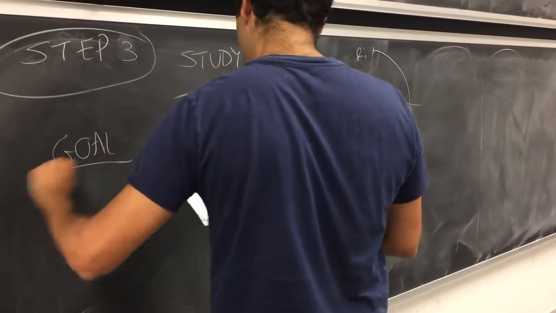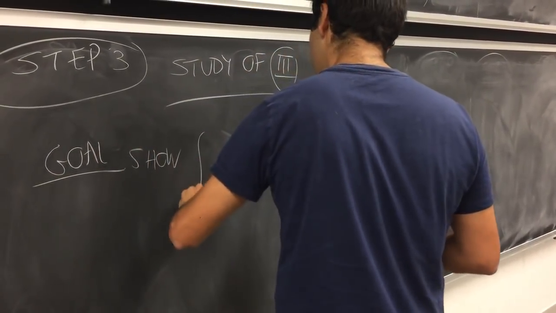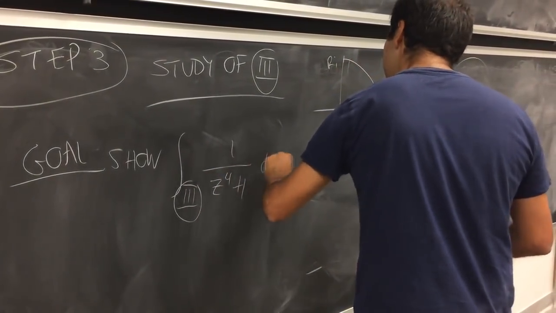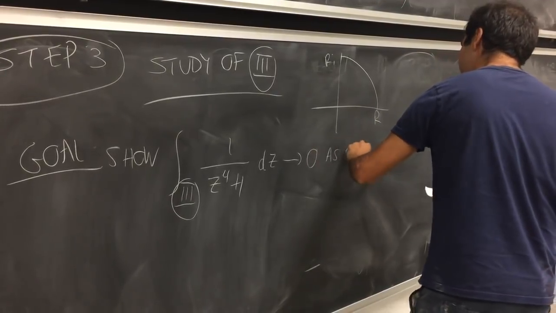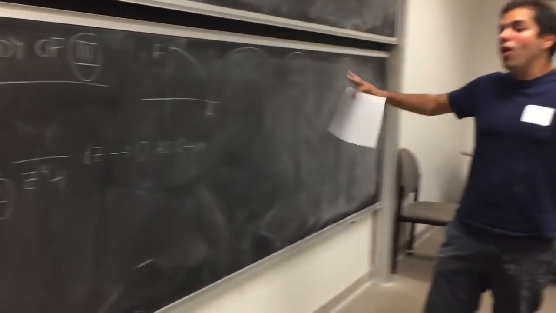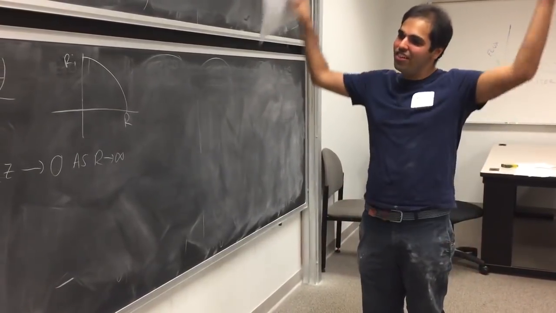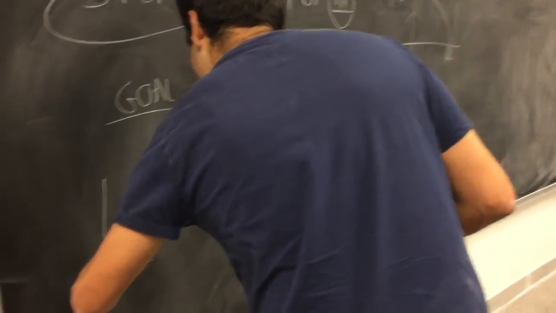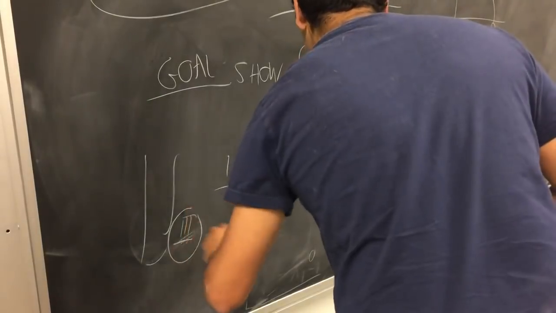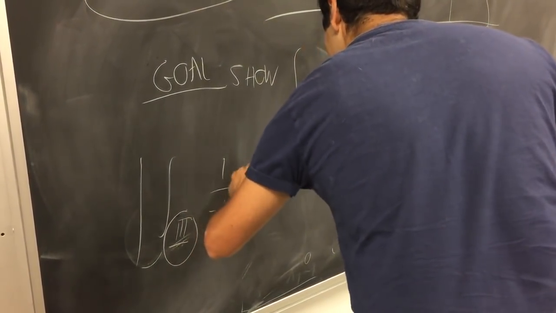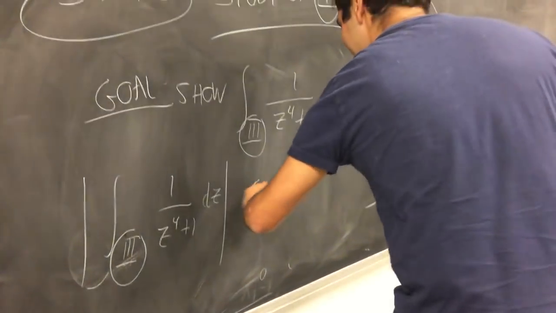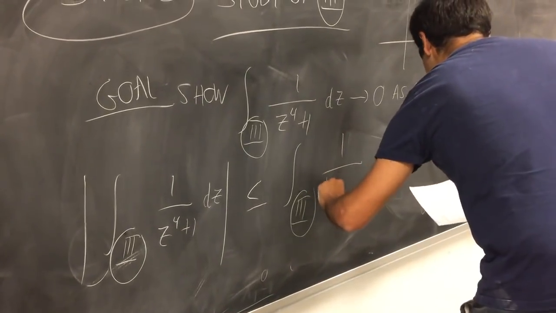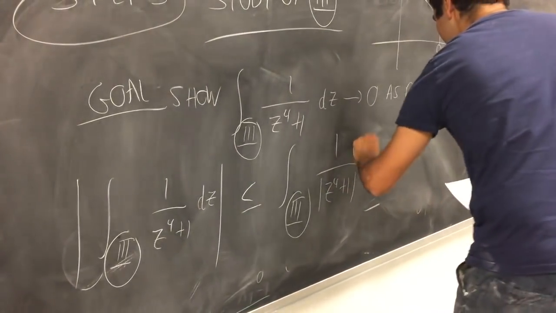Goal: show the integral over the circle of 1 over z to the 4th plus 1 dz goes to 0 as r goes to infinity. And the best way of showing something goes to 0 is showing that the absolute value goes to 0. So let's just do this. It's inequality time. So the absolute value of the integral of 1 over z to the 4th plus 1 dz is less than or equal to, by the triangle inequality, the integral of 1 over the absolute value of z to the 4th plus 1 dz.